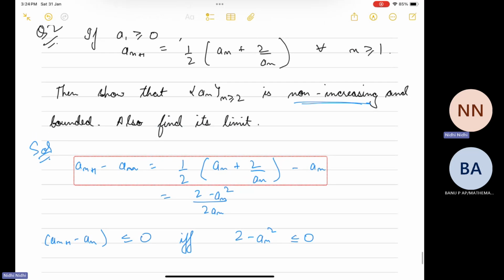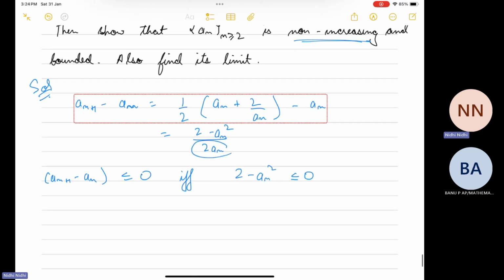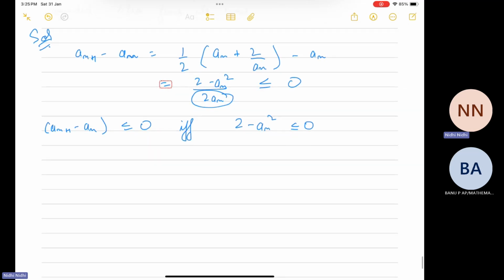Because obviously a1 is positive. By the definition of the sequence an, we can see that a2 will also be positive. All the terms will be eventually positive. So this denominator term is always positive. So in order to get this whole to be negative, we should get 2 minus an squared to be less than equal to 0. That means the sequence an is non-increasing or decreasing if and only if, this is the symbol for if and only if, an square is greater than equal to 2.